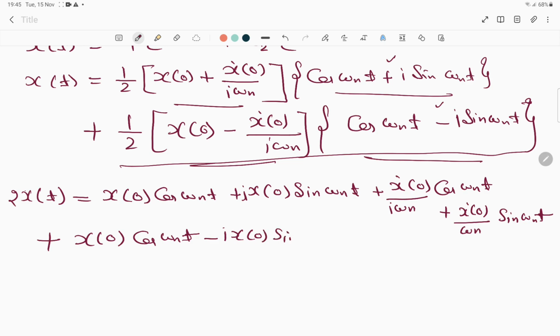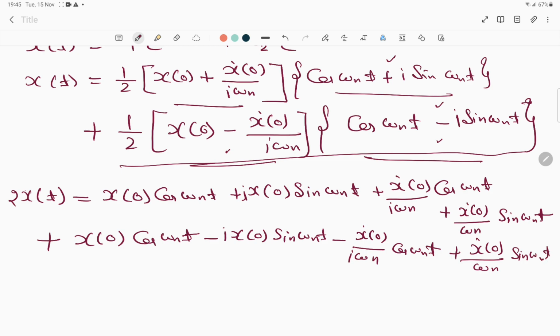x0 into sin omega nt, and then I can write the third term, like the third term over here. Again you can see in the third term I have minus here, and this one over here is cos omega nt, so that will be minus x dot 0 by i omega n and cos omega nt, and for the last one there is a minus sign here and there is a minus sign here, they will get multiplied, that will be plus, and I will get x dot 0 divided by omega n into sin omega nt.